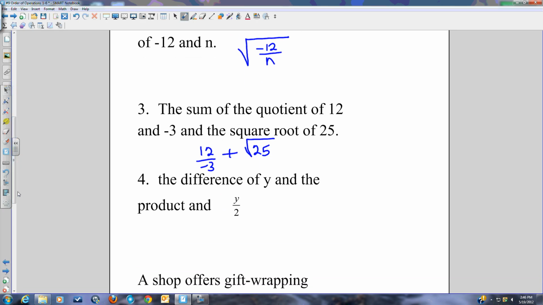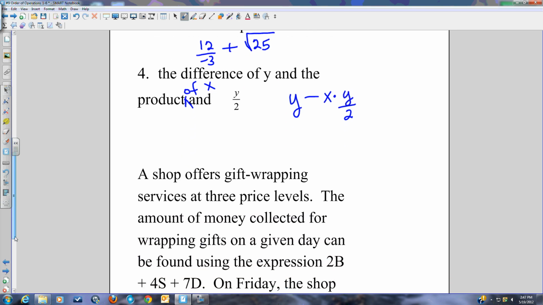The difference of y and the product of, I left something out here, the product of x and y over 2. So we'll slide that right in there. The difference of y and the product. So I'm going to say y minus the product of something. Okay, so it's subtracting the product of x and y over 2. Product means to multiply, so I'm going to say x times y over 2. That's all you have to do. You don't have to go any further. You don't have to simplify anything.